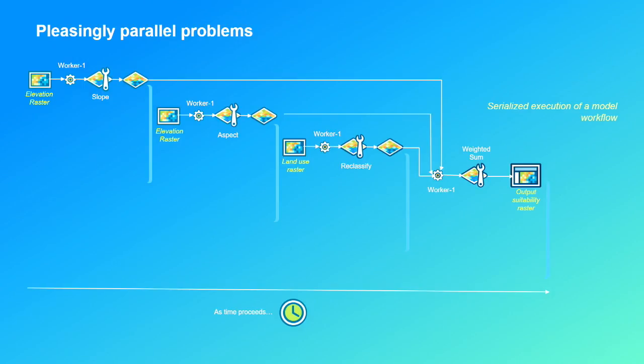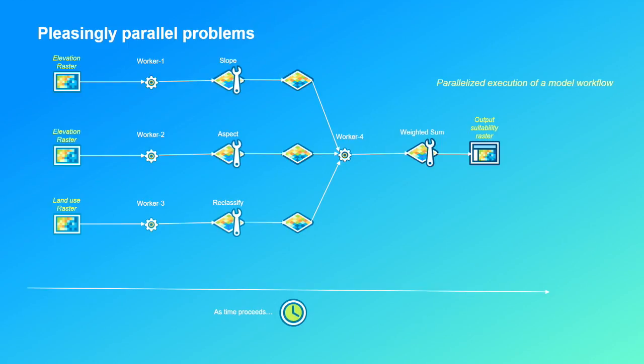So looking at this workflow, we can quickly identify that there are some independent units of processing to this workflow. So the slope tool, the aspect tool, and reclassify tool, their execution is an independent task. They don't have any interdependencies. Whereas the weighted sum tool in this workflow is a dependent task. It has a dependency on the outputs from these other 3 tools to complete executing before it can begin its execution. So how may we redesign such a workflow to attack it in a parallel fashion?